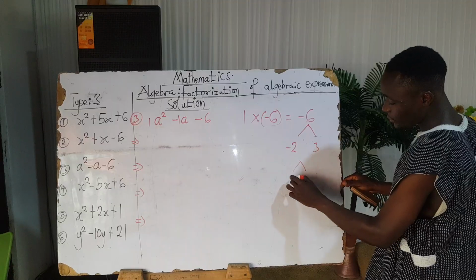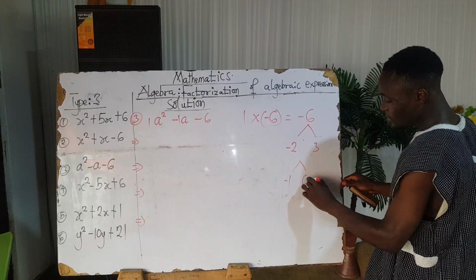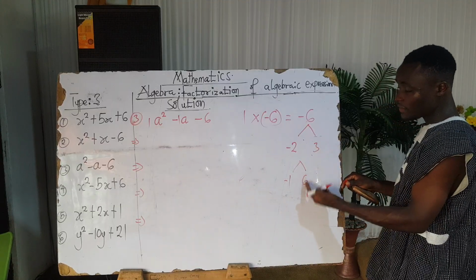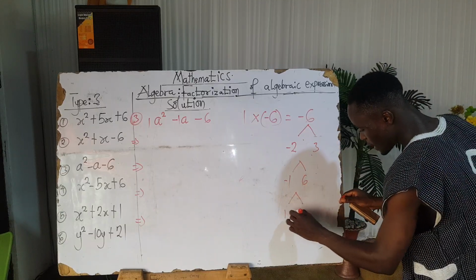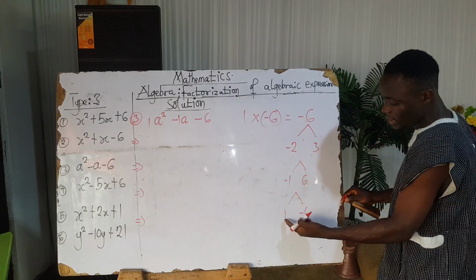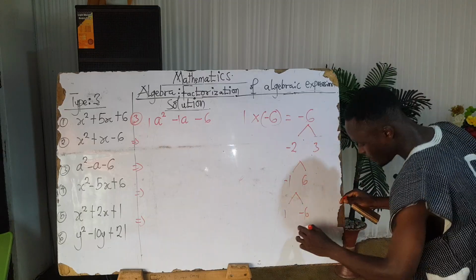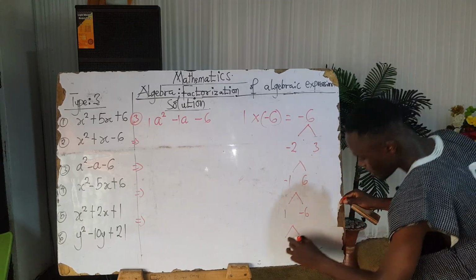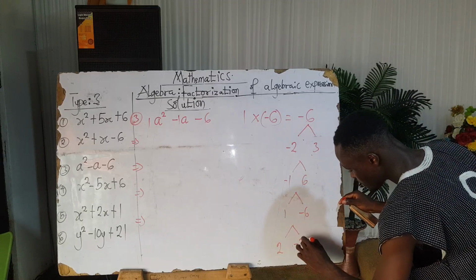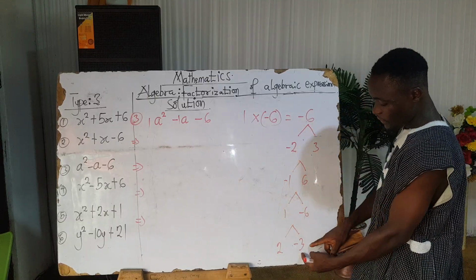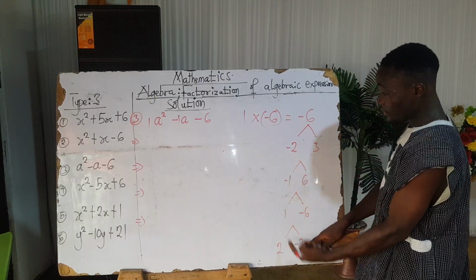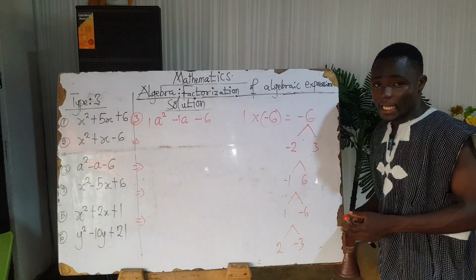Another factor pair can also be negative 1 and positive 6. When you multiply negative 1 by positive 6, you are going to get this. Another factor pair can also be 1 and negative 6. When you multiply this and this, you are going to get that. Another can also be 2 and negative 3. I believe you are following the trend. When you multiply 2 by negative 3, you are going to get what? Negative 6. Are you clear with that?